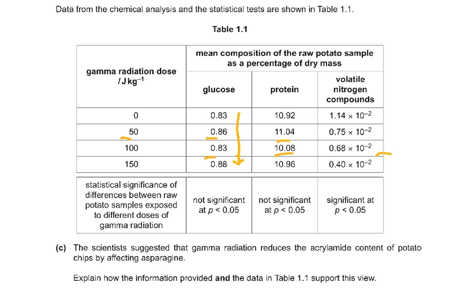And the mean composition of the raw potato sample as a percentage of the dry mass. The protein is nearly the same, 10.92, 11.04, 10.08, 10.96. Not much difference, but there is marginally. But the volatile nitrogen compounds are decreasing: 1.14, 0.75, 0.68, and 0.40. Statistical significance of differences between raw exposed is not significant, less than 0.5, not significant. This is significant at 0.05.